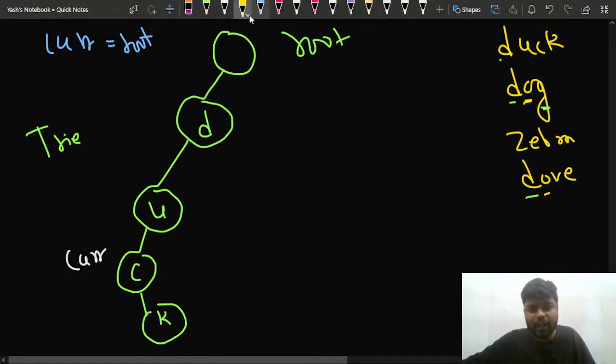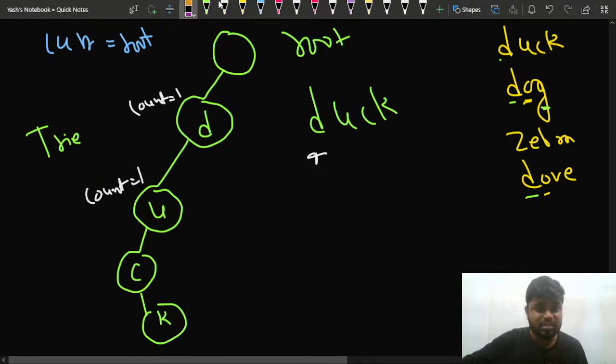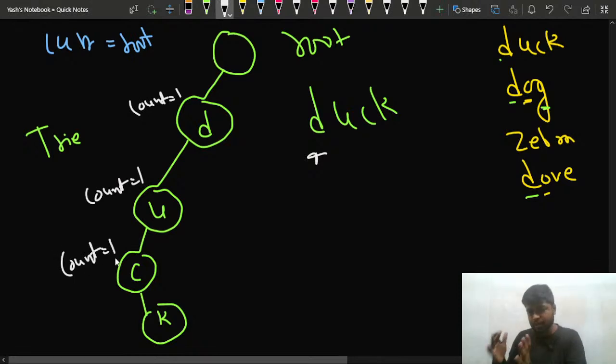Now what was the count, in the word duck? Can I say that the count here was 1? D is occurring, this is the first word. Up till now, I've inserted only duck into my trie, and D is occurring one time. Only this word is there which has D as the starting prefix. Then here also the count is 1, and for C also the count is 1. Every time I'm moving to a new word, I'm updating my frequency. Up till now everyone's count is 1.